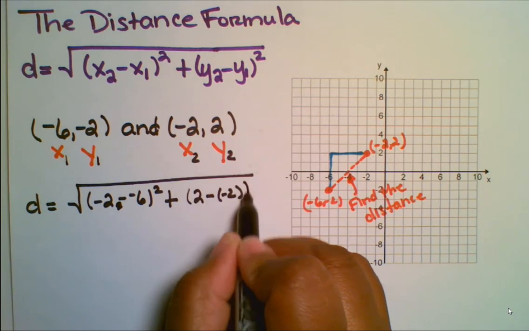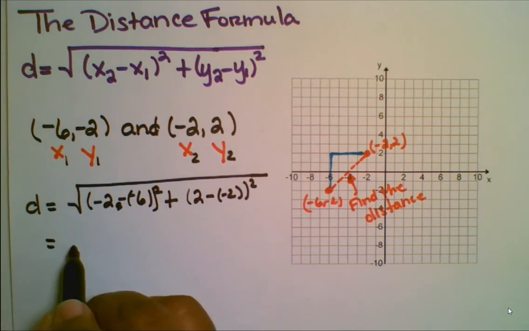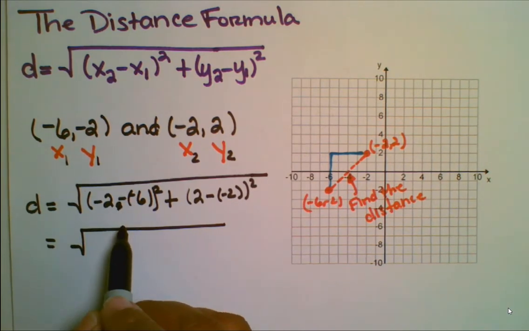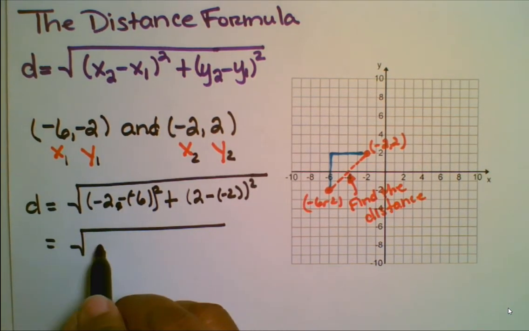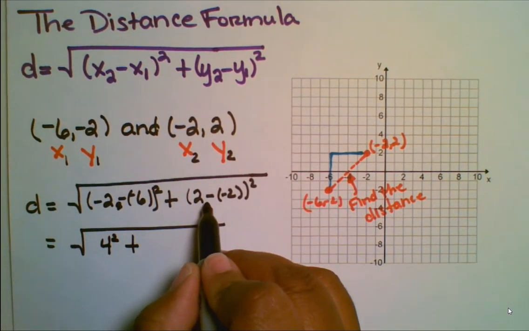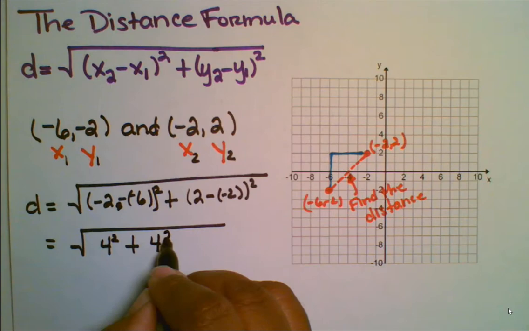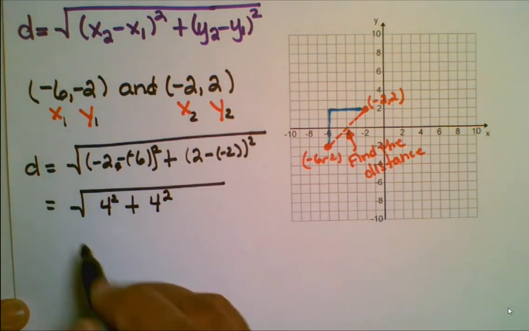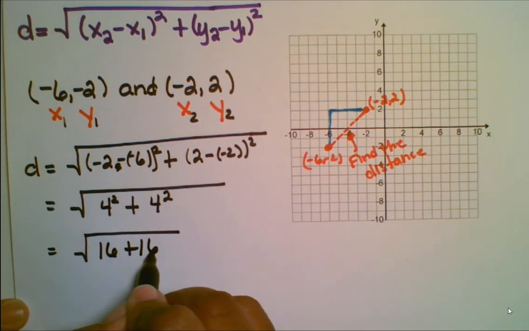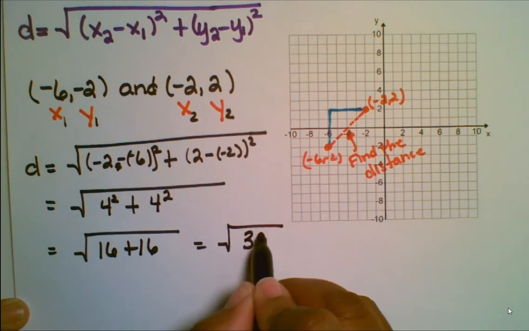And we have here the square root of, let's work inside the parentheses, -2 minus -6, that would give us -2 plus 6, 4 squared, plus we have 2 minus -2, that would give us a plus 2, that would give us 4 squared. Square the 4's, we have 16 plus 16, and then we have the square root of 32.